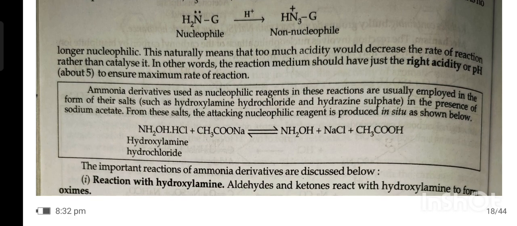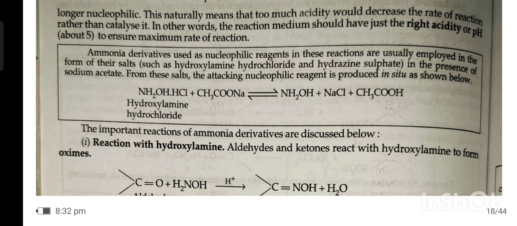Ammonia derivatives used as nucleophilic reagents in this reaction are usually employed in the form of their salts, such as hydroxylamine hydrochloride and hydrazine sulfate, in the presence of sodium acetate. From these salts, the attacking nucleophilic reagent is produced as shown below. Hydroxylamine hydrochloride plus sodium acetate gives NH2OH plus NaCl plus carboxylic acid.